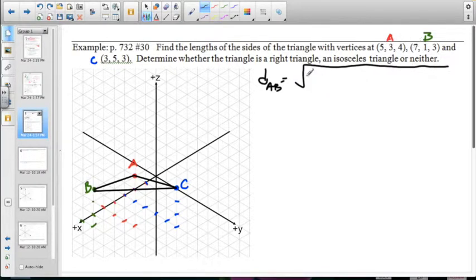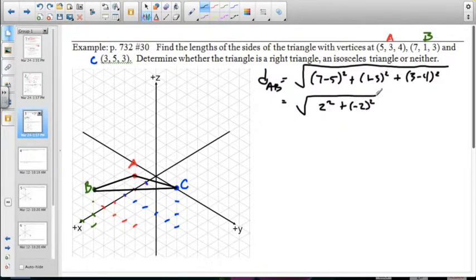So we've got 7 minus 5 squared, 1 minus 3, and 3 minus 4. Okay, so there's the distance from A to B. So we're looking at 2 squared. This is a negative 2 squared. And don't forget, when you square a negative value, you get a positive value. And we get negative 1 squared. Again, getting a positive value here. So we've got 4 plus 4 plus 1. So the distance from A to B is the square root of 9, which is 3.